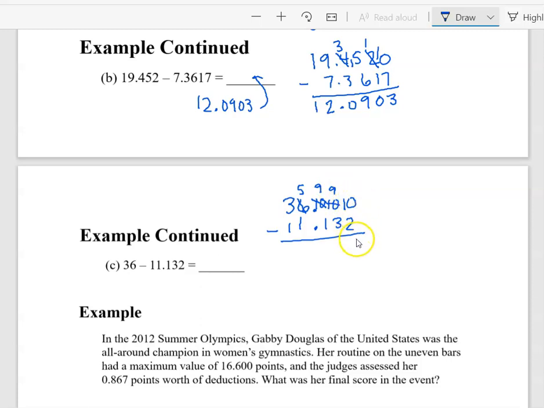So 10 take away 2 is 8. 9 take away 3 is 6. 9 take away 1 is 8. And we bring down our decimal. 5 minus 1 is 4, and 3 minus 1 is 2. So we would end up with 24 and 868 thousandths.